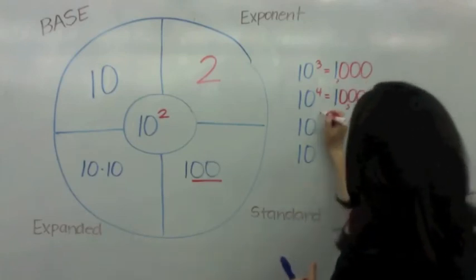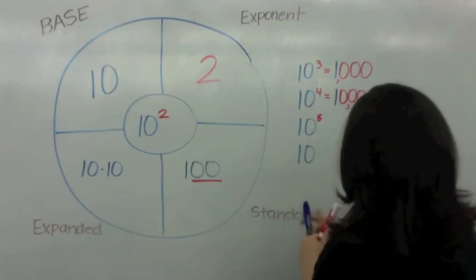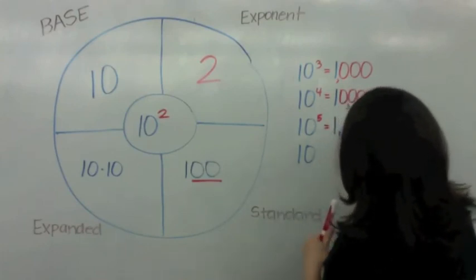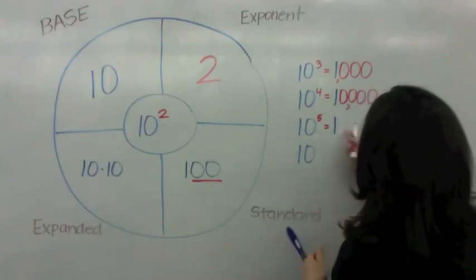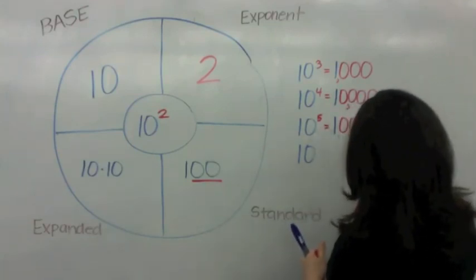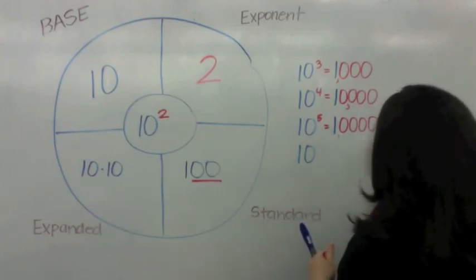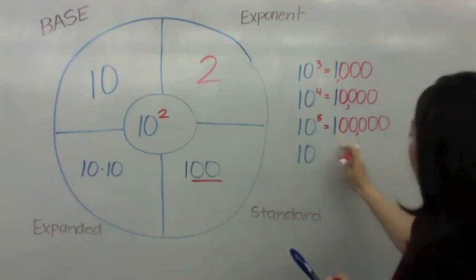Repeat after me. 10,000. What about 10 to the power of 5? Well, that should be 1 with how many zeros, guys? Don't put a comma. With how many zeros? 5 zeros. 1, 2, 3, 4, 5. And you're going to go back every 3 zeros. 1, 2, 3, comma. That's 100,000.